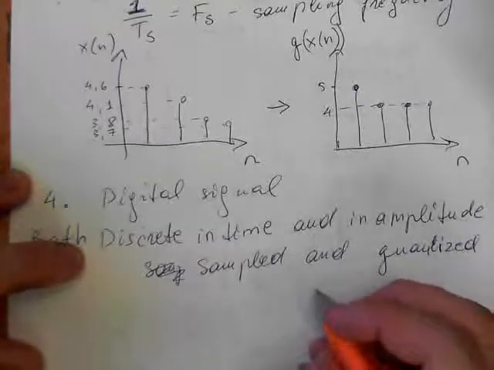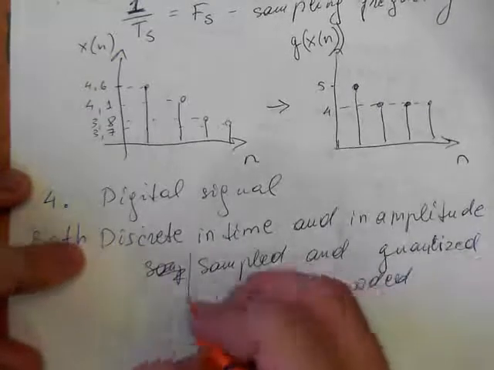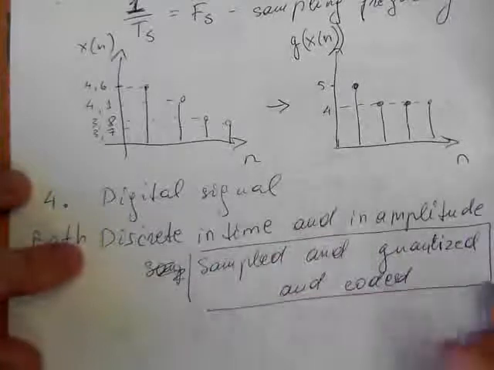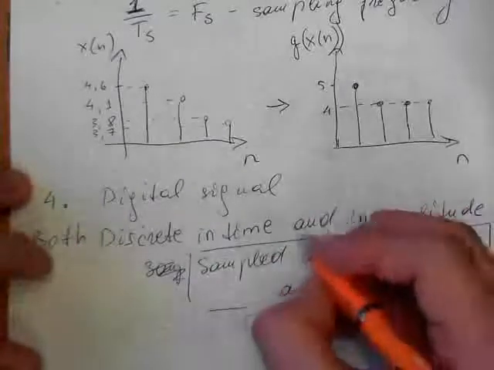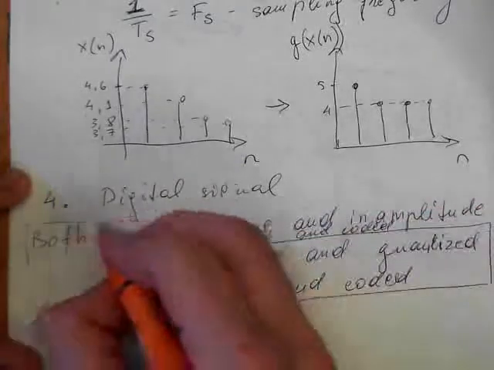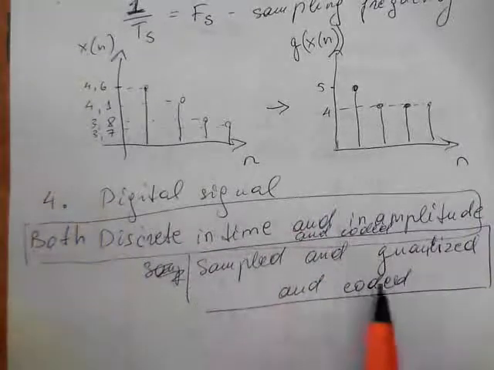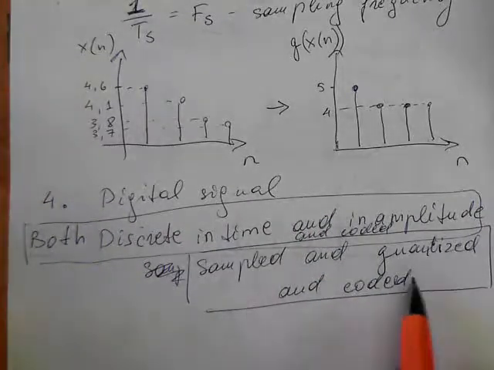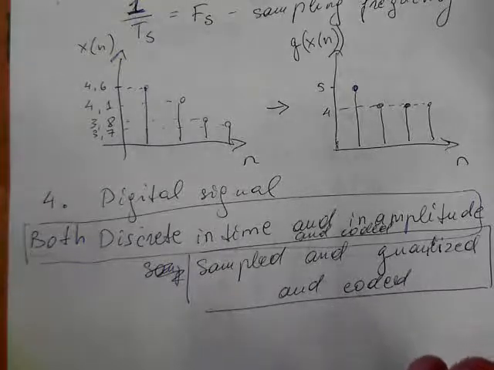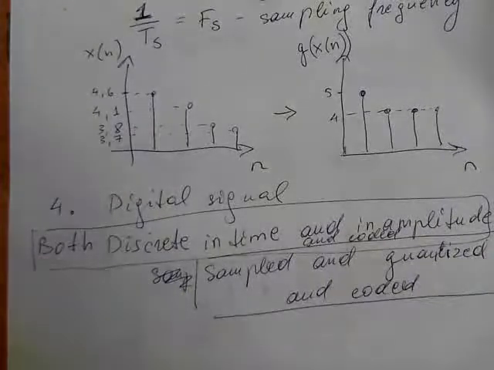And prefers to be also coded. So it is digital: discrete in time and amplitude, and coded, or in synonym, sampled and quantized and coded. Sampled and quantized is sufficient for the signal to be called digital. Coded, we usually assume that it's coded. Okay, so we have finished with 4 questions.